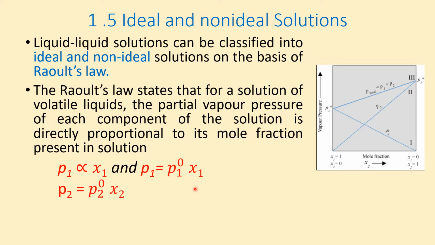Similarly, for another component, P2 is equal to P2 naught X2. Here P2 is the vapor pressure of component 2 in the solution and P2 naught is the vapor pressure of pure component 2 at the same temperature. X2 is the mole fraction of component 2. So, combining P1 and P2, P total is equal to P1 plus P2.